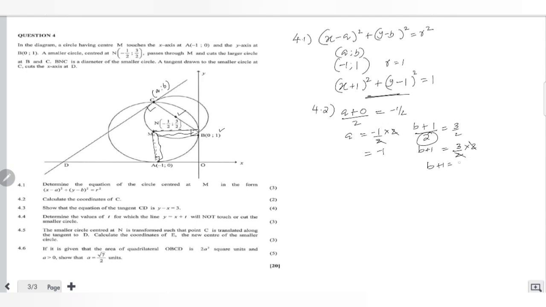That is b plus 1 is equal to 3. That is b is equal to 3 minus 1. Answer is 2. So coordinates of C, both of them we got it. X value minus 1, y value 2. So this is how you have.